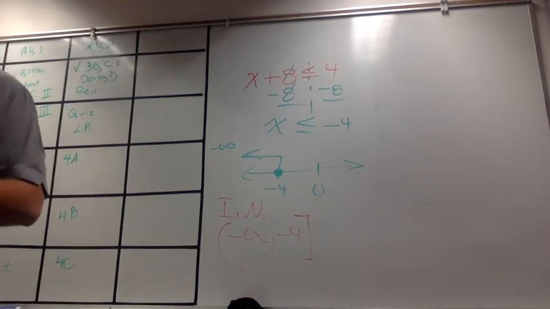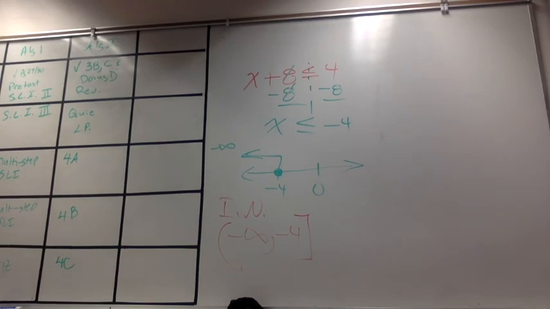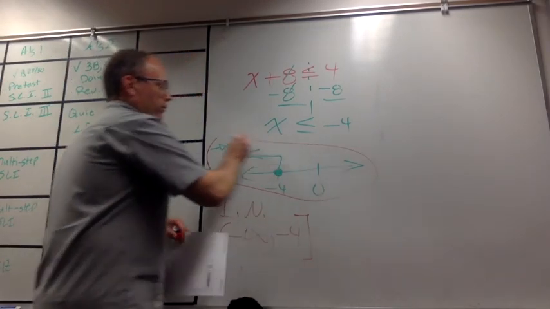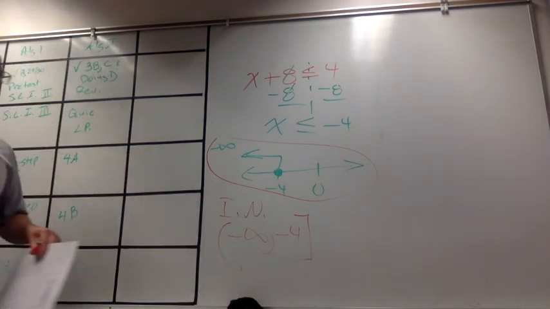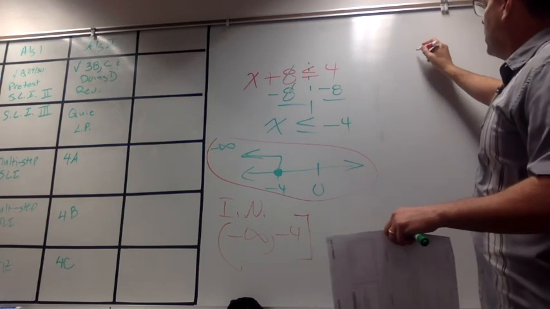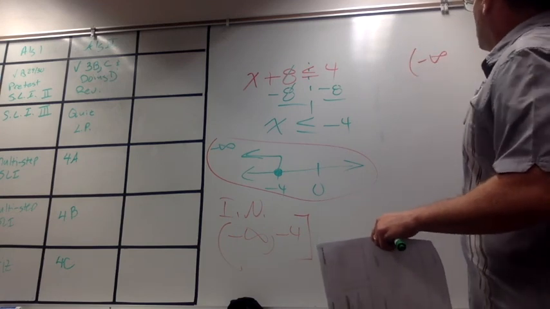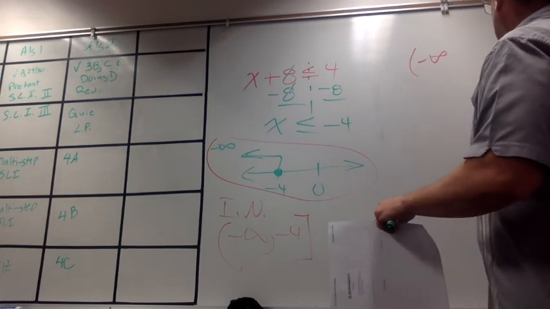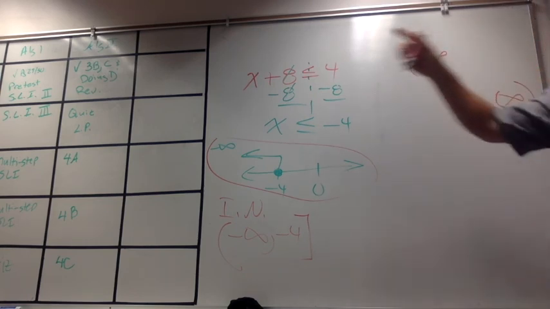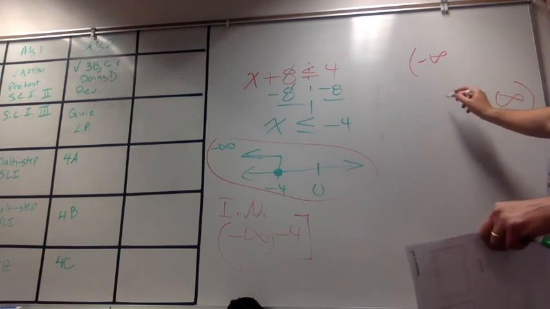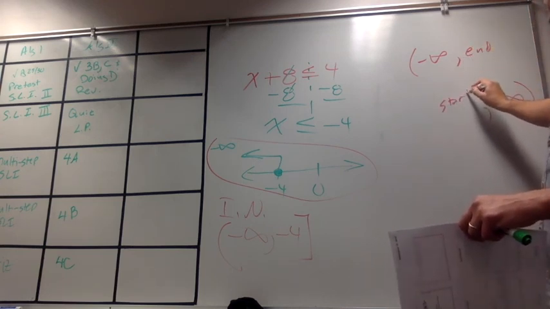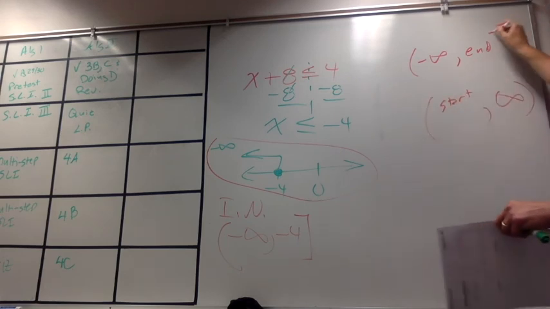What are you confused on? The square bracket? So are you good here on making a number line? Does that make sense? So all I'm doing is this. Anytime you go to negative infinity or you go to infinity, it's going to be a rounded bracket because I can't get there. I can't count high enough or count low enough to get there. So this could be an end and this could be a start depending upon which way your graph went.